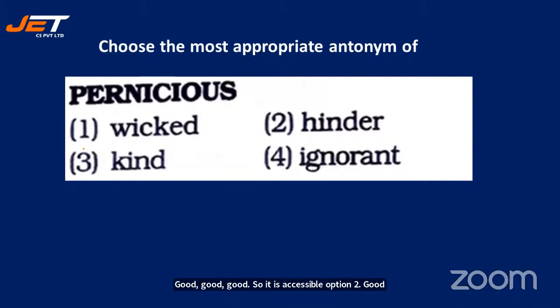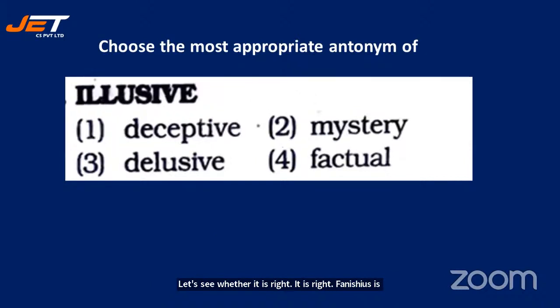Pernicious. And even for this, all four words are simple and do not require any meaning at all. Wicked, hinder, kind, ignorant. All right. Let's see. I'm very overjoyed. You all are giving me excellent answers. Of course, there are a few deviations, but many are giving me option three. Let's see whether it is right. It is right. Pernicious is kind, which is the antonym. Perfect. Good. See the next question.